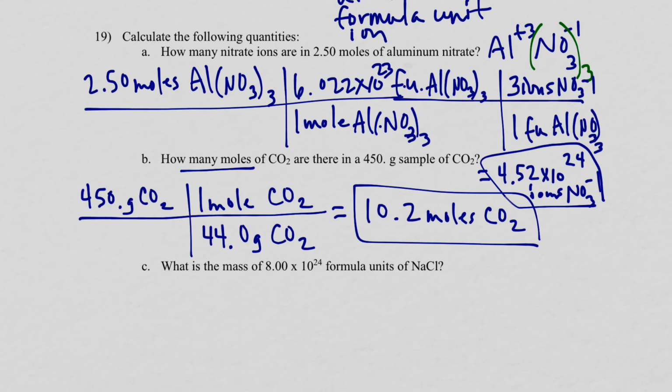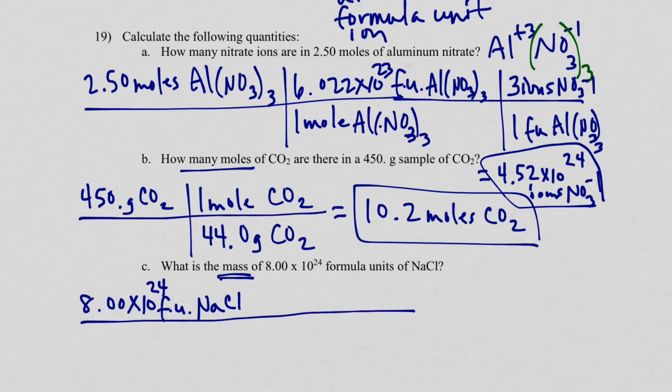And last but not least, moving on to letter C, what is the mass of 8.00 times 10 to the 24th formula units of NaCl? So again, we're starting all the way over here to the left with our original number, 8.00 times 10 to the 24th formula units NaCl, because NaCl is in fact an ionic compound made of sodium and chloride ions, and it wants to know what the mass is. So you have to recognize that mass means grams.